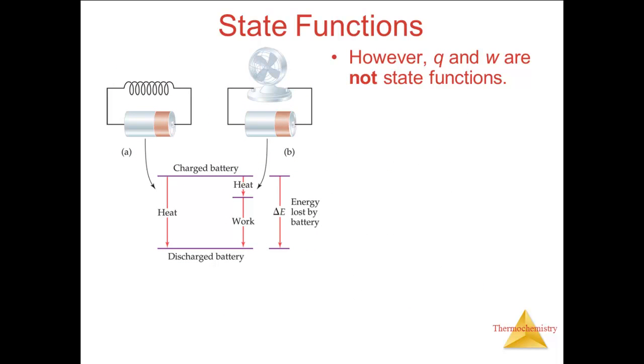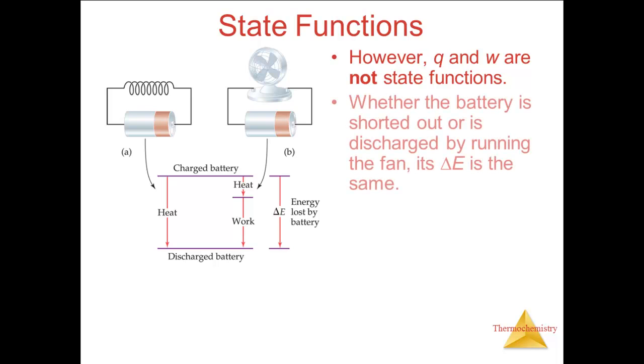However, while delta E is a state function, Q and W are not state functions. In the example of a battery being discharged, if the battery runs a fan, work is being done by the battery, as well as heat being released. However, if the battery runs a heating element, then all the energy is lost as heat, and no work is done. In the two cases, delta E is the same if the initial and final states are the same. However, Q and W are not the same in the two cases.